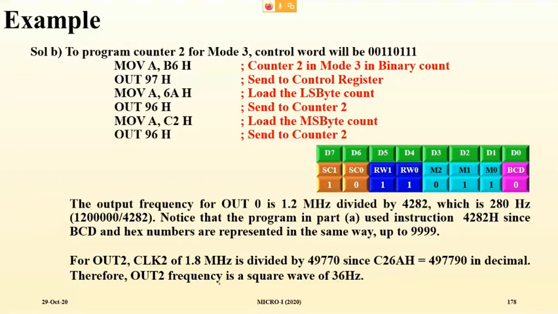Now coming to the second, 1.8 megahertz, and you have the count C26A. You have to convert it into decimal, and if you convert it into decimal, you will get 49770. Please cross check. So now you know the frequency of the clock, you know the count in decimal, divide them, you will get the frequency at which the clock is going to generate square waves. Clear?